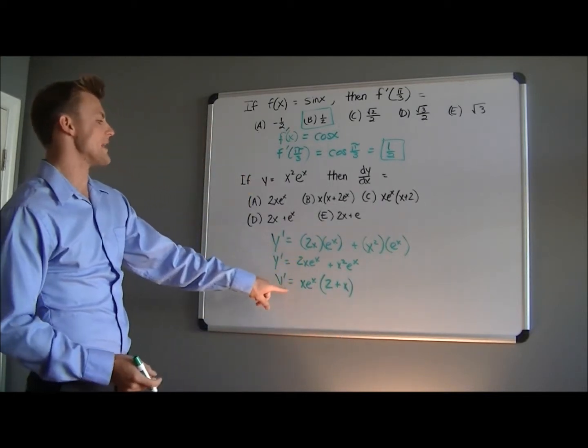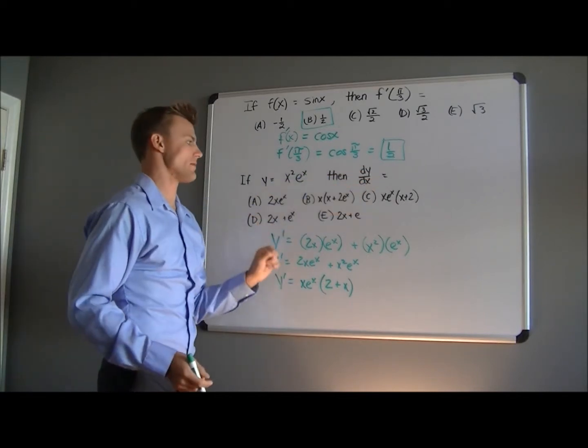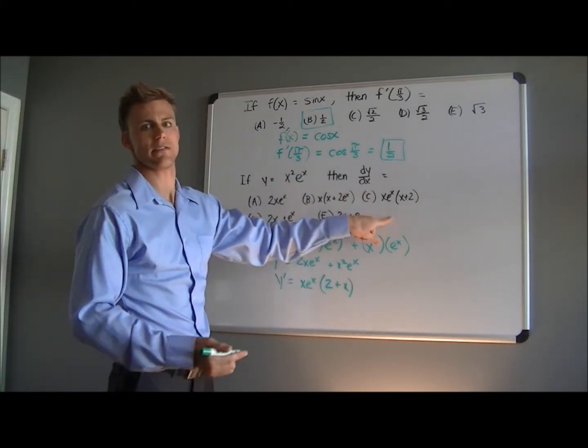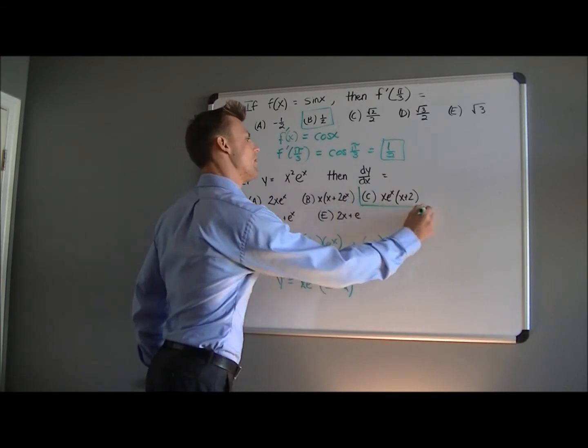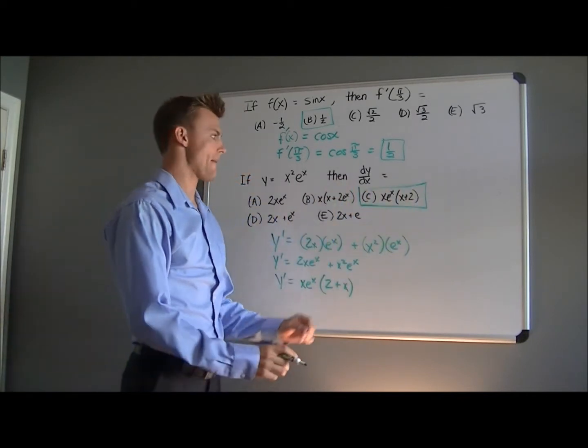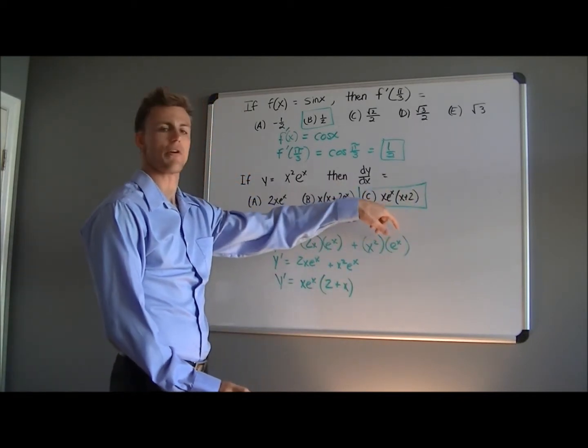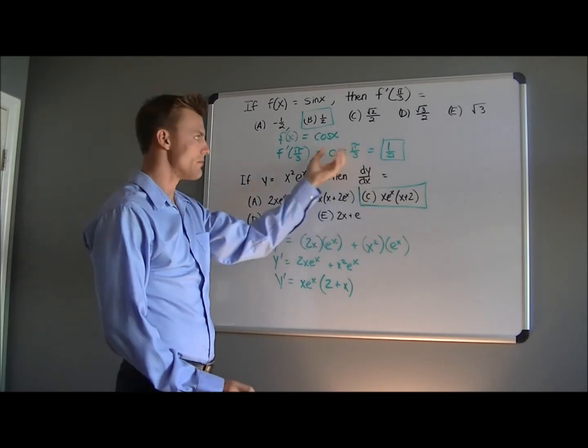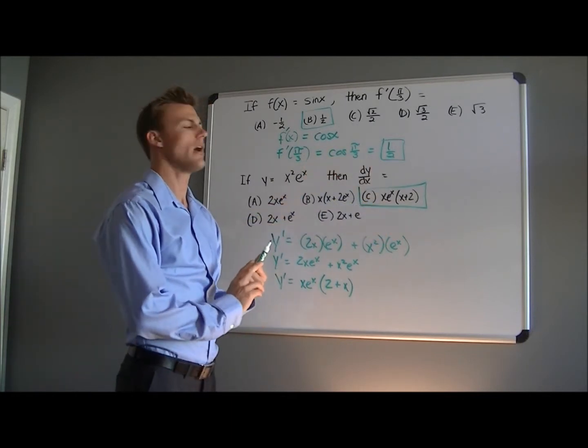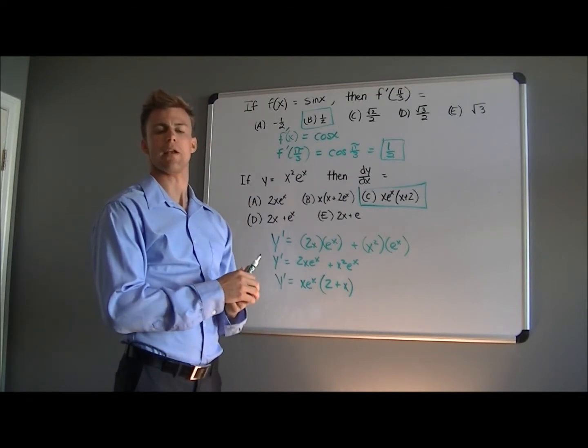That doesn't appear exactly as one of the answers, but 2 plus x is exactly the same thing as x plus 2. Commutative property of addition. So, therefore our correct answer is C. Doing these two problems should take us no more than 1.5 minutes.